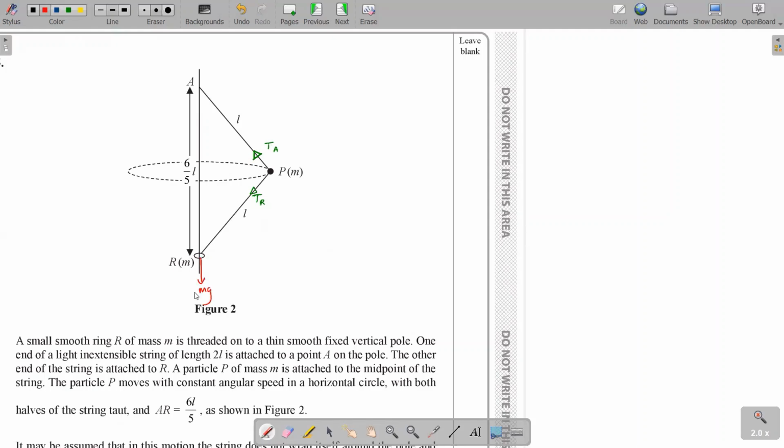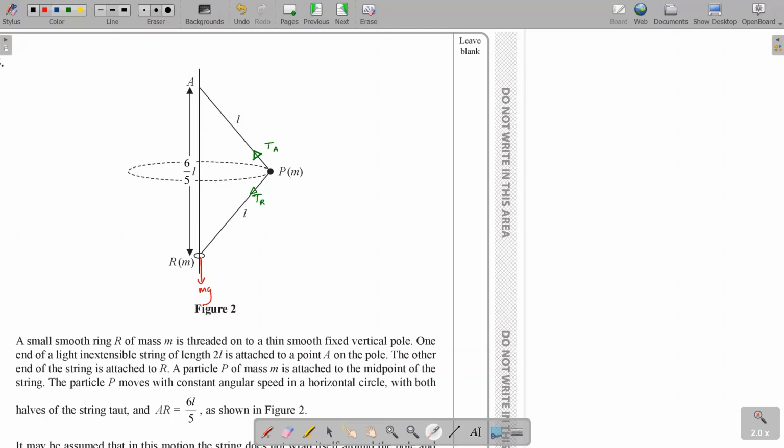So how will this ring be in equilibrium? Because you know this ring has a tendency to go up the pole, or if the speed increases, it can go down or it can go up. It could go either direction. So how is it kept in balance? Because this is a smooth ring, it can slide along this pole. So how do you keep it in balance?